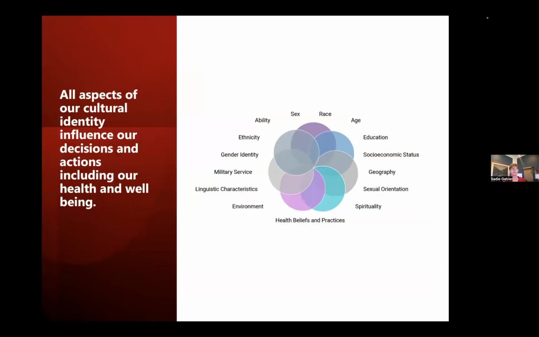So, what are the aspects of cultural identity? Here are just a few: sex, race, age, education, socioeconomic status, geography, someone who lives in a rural community versus someone who lives in an urban setting, sexual orientation, spirituality, health beliefs, practices, environment, military service, ethnicity, abilities. All of these things and many more impact someone's cultural identity. So how do we apply cultural and linguistic standards to such a diverse community in which we serve?